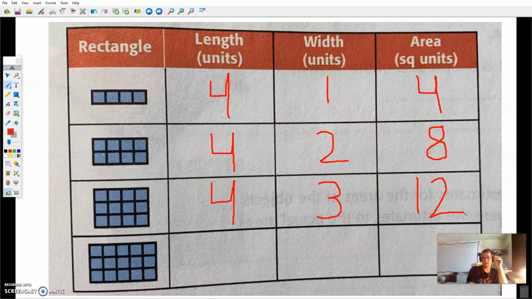A length of 4, a width of 1, my area was 4. A length of 4, a width of 2, my area was 8. A length of 4, a width of 3, my area was 12. I'm going to give you just a second of thinking time here. So think about those numbers and see if you notice a pattern. See if you notice something developing here. Okay, just take a couple seconds of thinking.